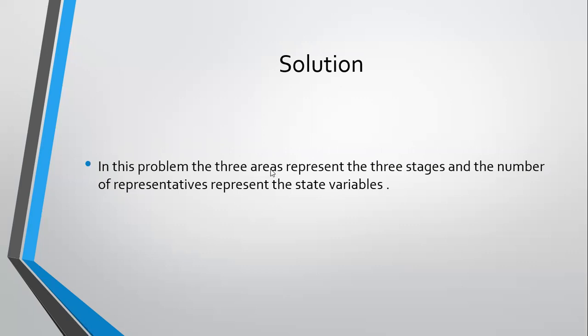So, the number of geographical regions is 3. That is called a stage, the number of stages. In 3 different areas, we have to plan our sales of medicine by appointing 9 sales representatives. So the number of area requirements, we will treat as a stage variable. Then what is a state variable? The total number of available sales representatives is a state variable.